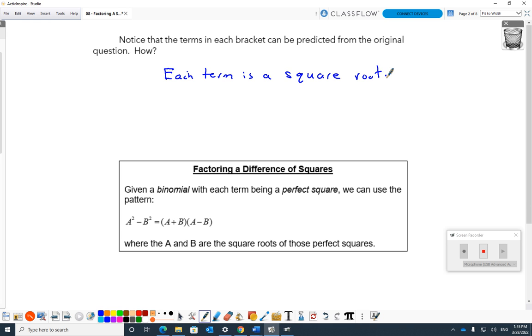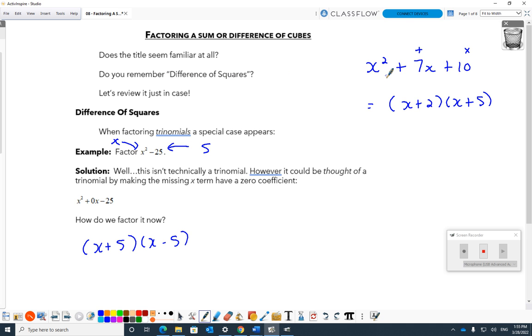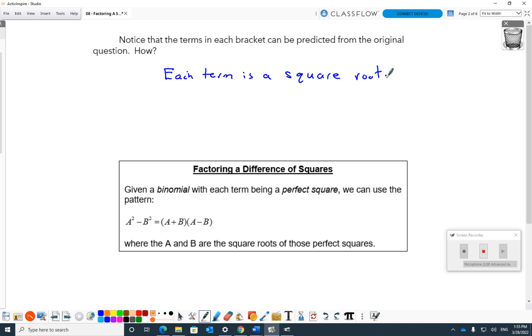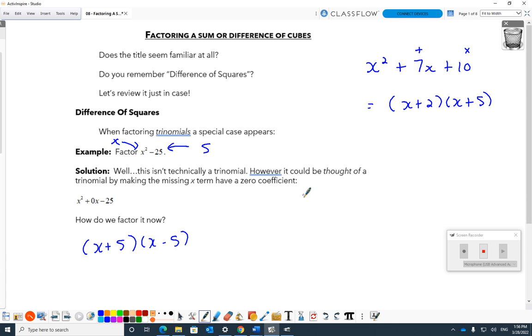Given a binomial. So for this to work, we have to start with a binomial, two terms, with each term being a perfect square. So there's two things that have to happen. First, it has to be a binomial, and then each term has to be a perfect square. If that happens, you can follow this pattern. A squared minus b squared is a plus b, a minus b. That's what I did on the previous page.